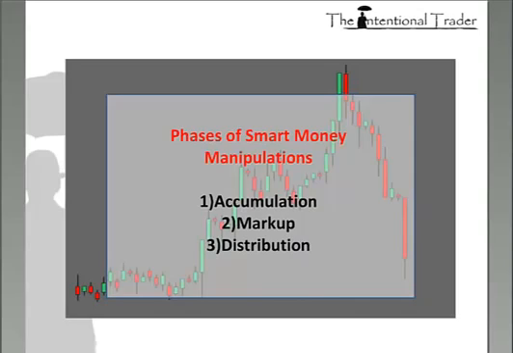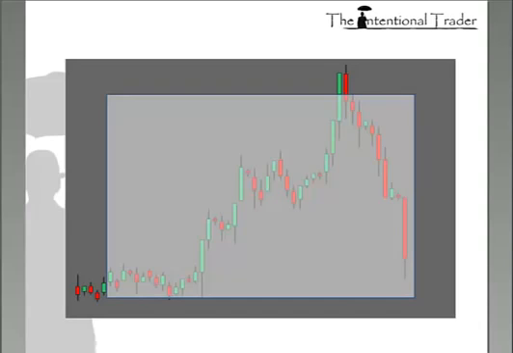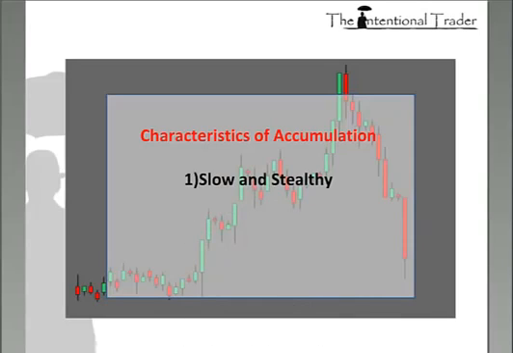Okay? Phase 3 is distribution. Phase 4 is the markdown phase. All right, and we're going to talk about each of these for just a little bit. All right, so what are the characteristics of an accumulation phase of manipulating the market? This is typically going to be the very beginning of the smart money cornering the market on a particular stock or commodity or futures contracts or whatever.